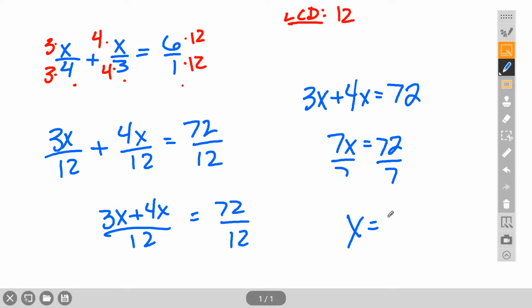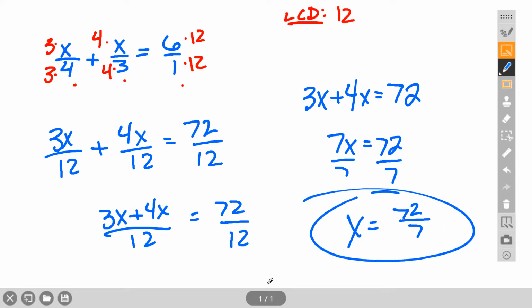I don't think that simplifies, because 7 is not a factor of 72. So we'll just leave it as a fraction like this. 72 over 7.